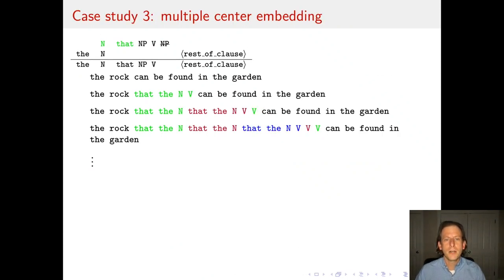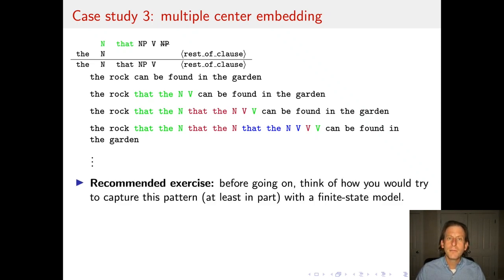So let's talk about these examples. I'm going to generalize these using N's and V's further. So now we're abstracting away from particular sentences, and I'm just going to use N's and V's inside the relative clauses. And before I go on, I'd like to recommend that you think about how you would try to capture this pattern, at least in part, with a finite state model. Just think about how you would try to do it. Okay, so go ahead and take a moment to do that, as long as you want. You can pause the video.